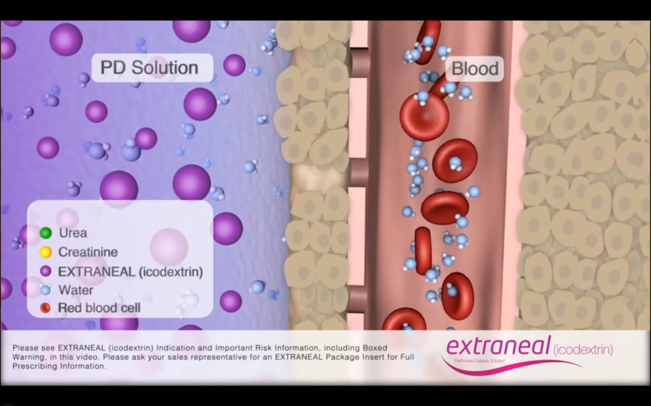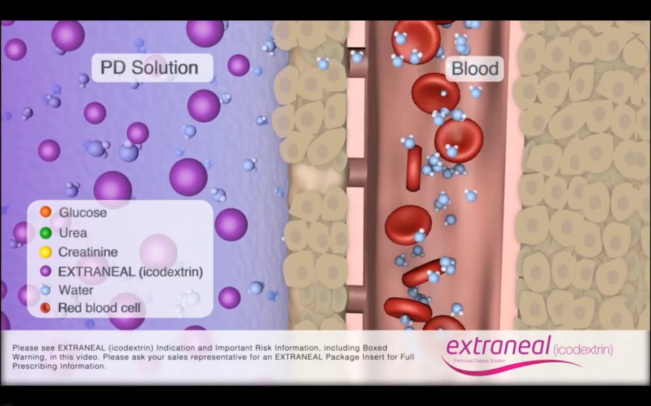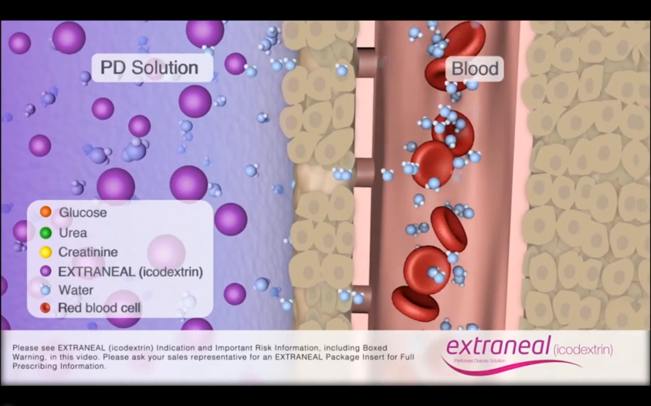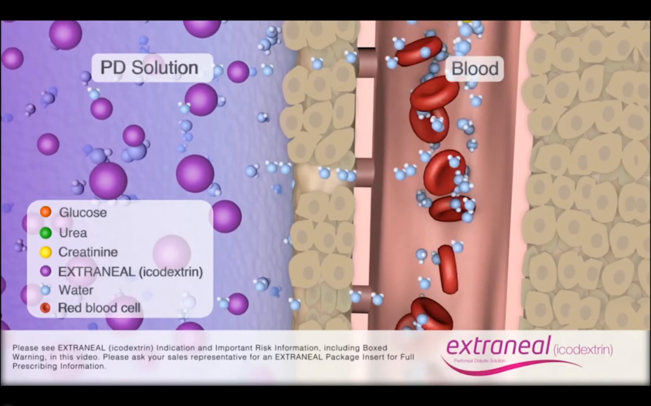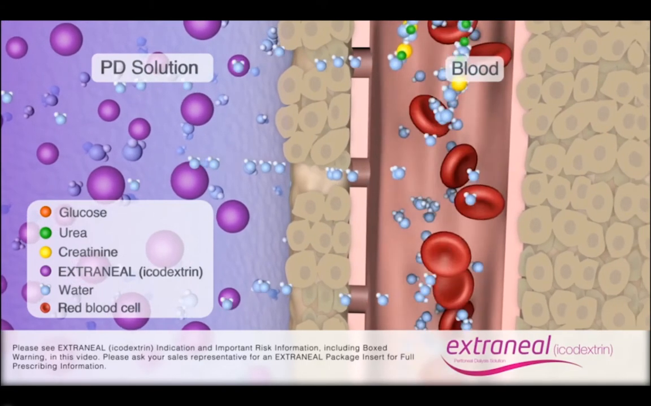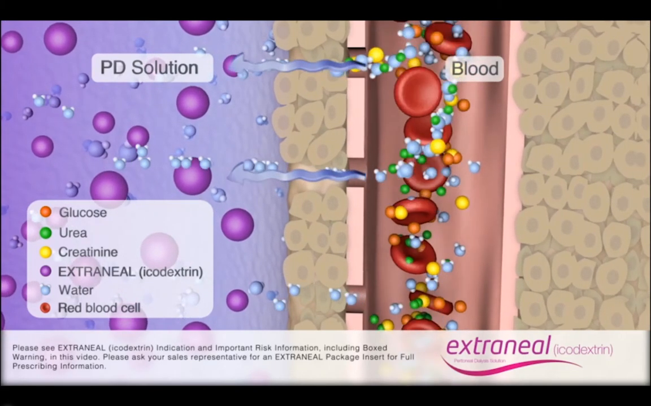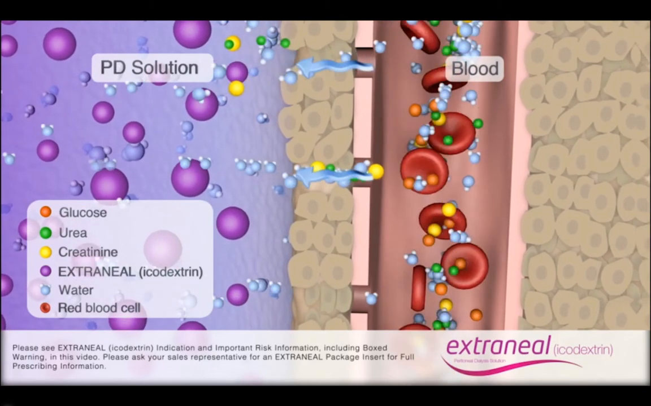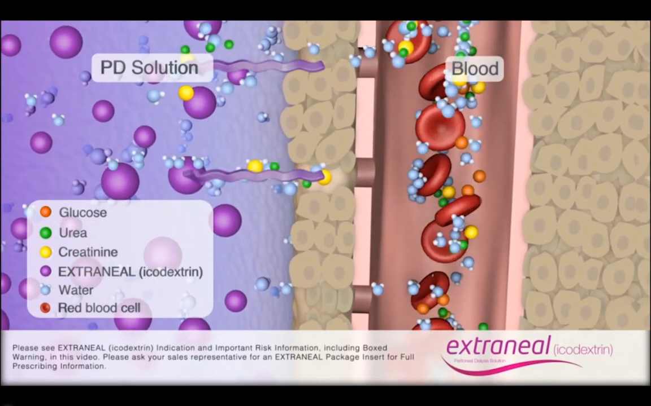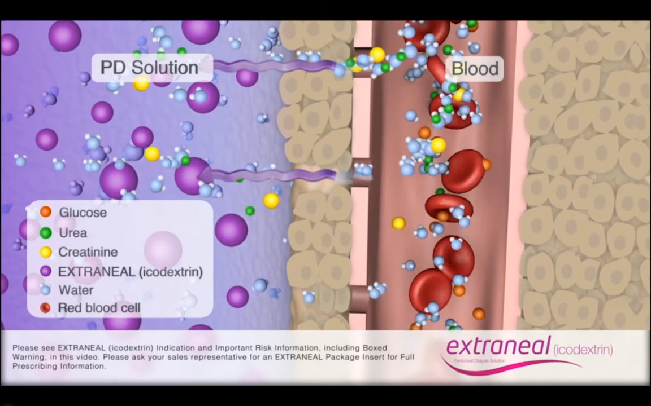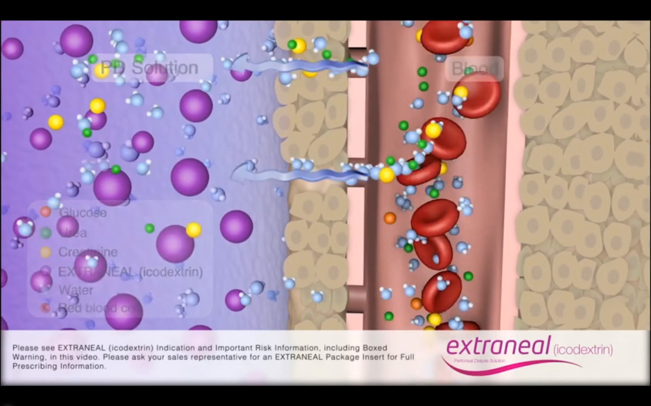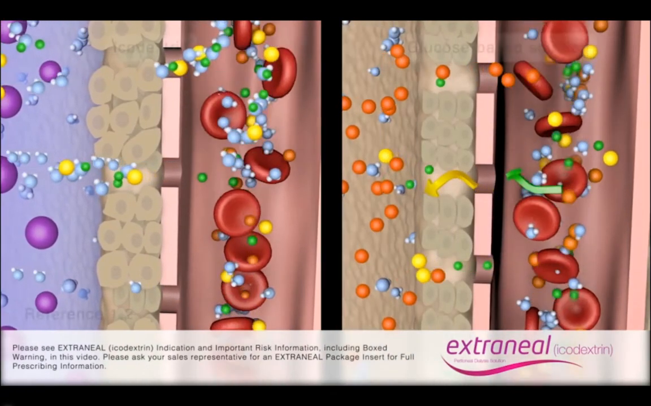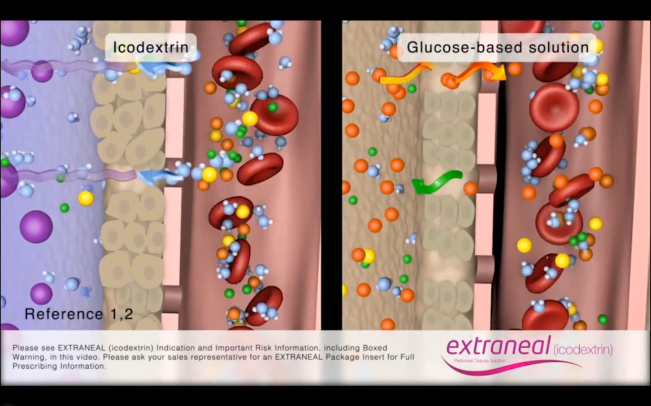Now, let's consider how Extraneal PD solution works. Extraneal PD solution induces ultrafiltration by colloid osmosis throughout the long dwell, 8 to 16 hours. Water is transported across the small intercellular pores of the peritoneal capillary endothelium. Icodextrin has a similar osmolality as blood, but its large molecular size induces the movement of fluid by the colloidal osmotic pressure. Icodextrin is a large molecule and is slowly removed from the peritoneal cavity via the lymphatic pathways.